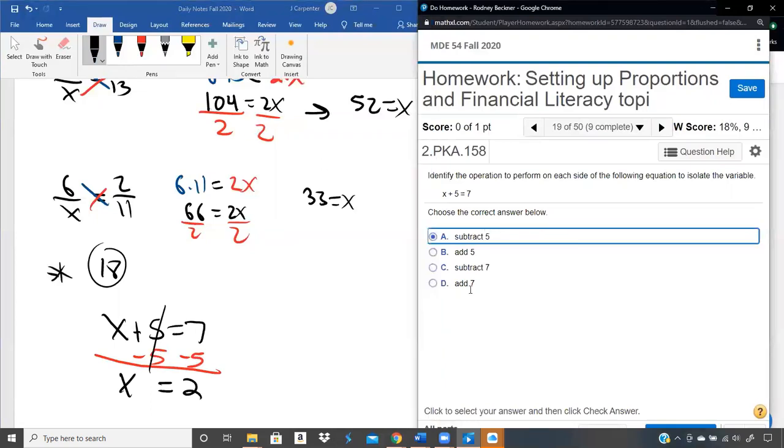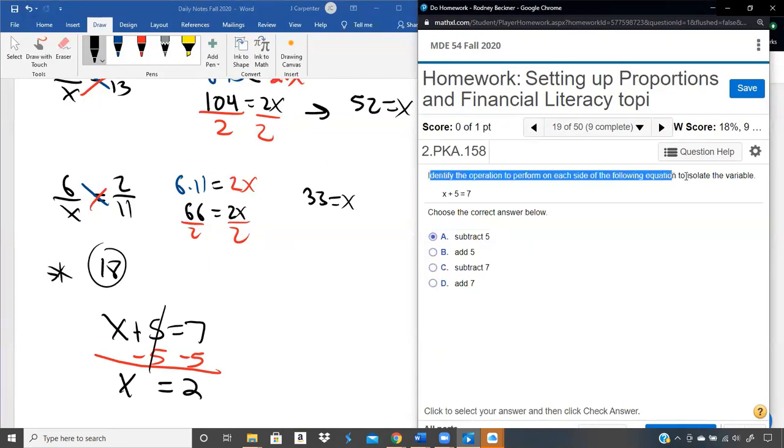Now, you might say, well, it doesn't ask me to write x equals 2 anywhere. That's because the instructions weren't to solve it. Just identify the operation to perform on each side. That's the red ink. We subtracted 5 on both sides.